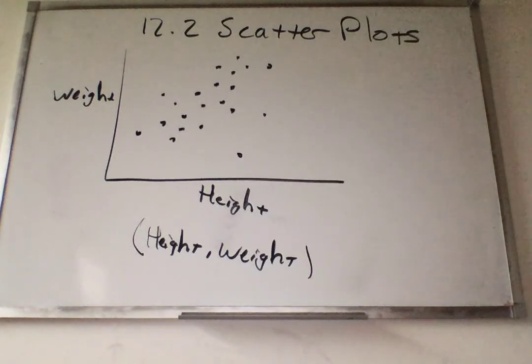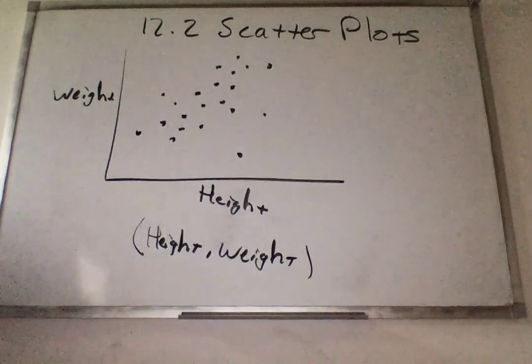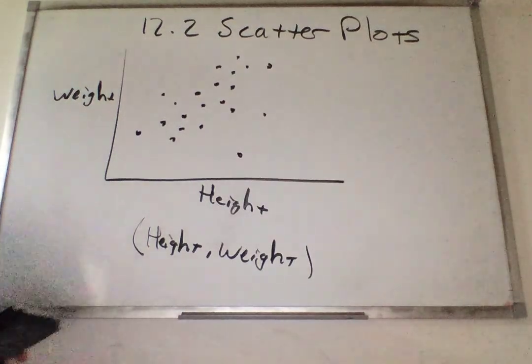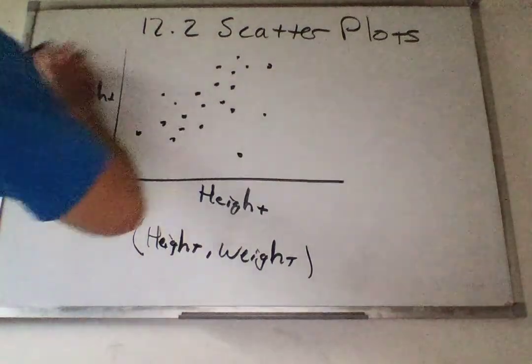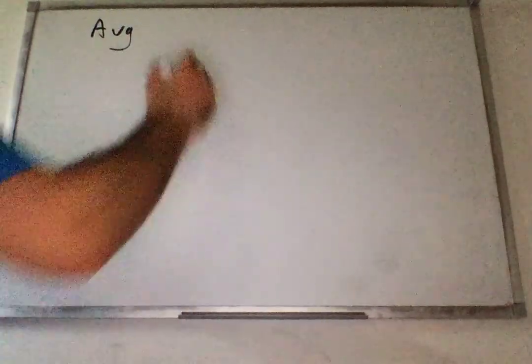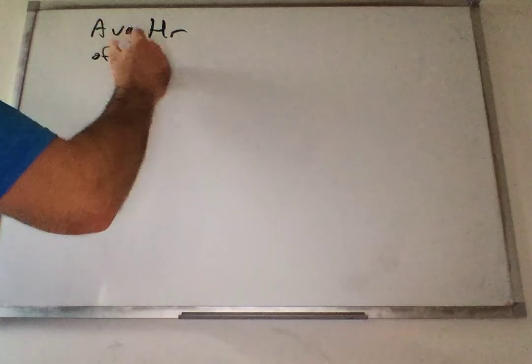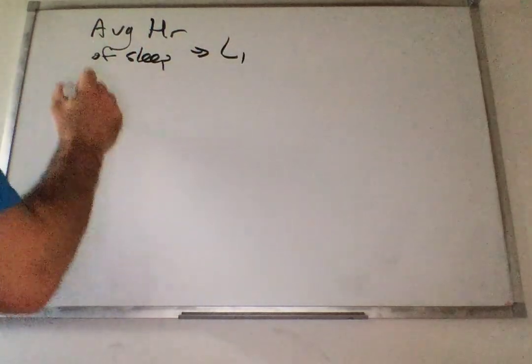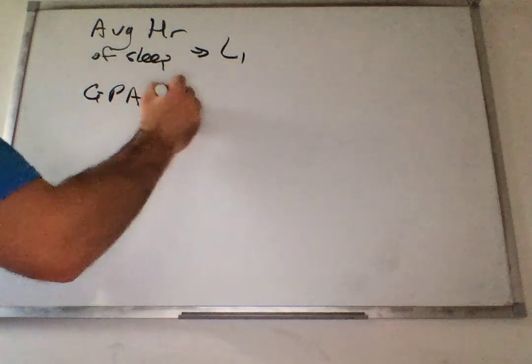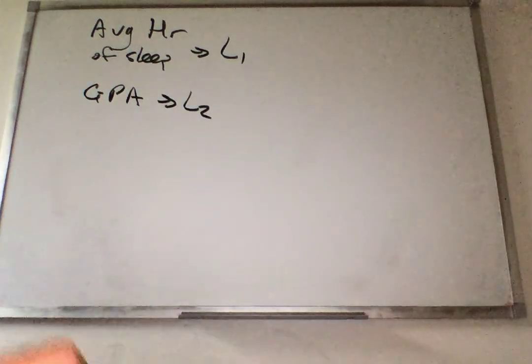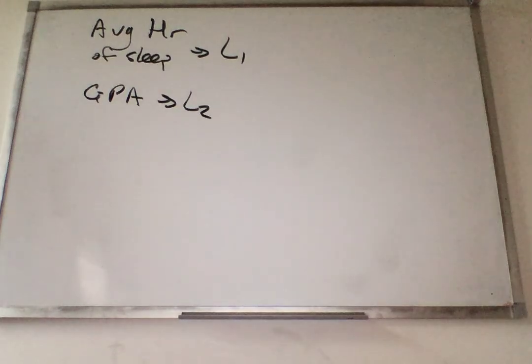So go ahead and pause the video. Enter in the data values into your calculator. So hit Stat, go to Edit, enter the average hours of sleep into list 1, and then GPA scores into list 2. Now, like always, you should take a look at your list, make sure you entered in all the data values correctly.